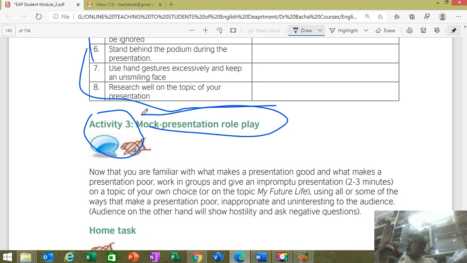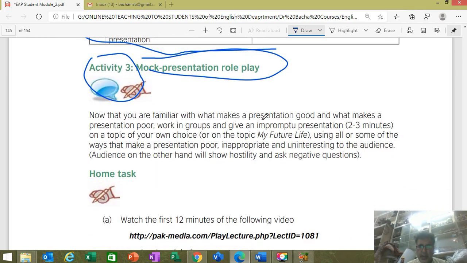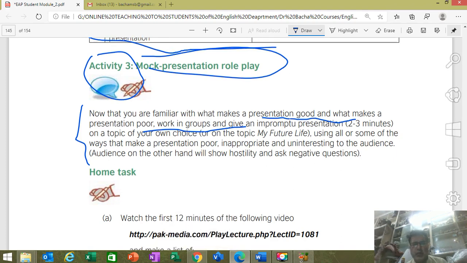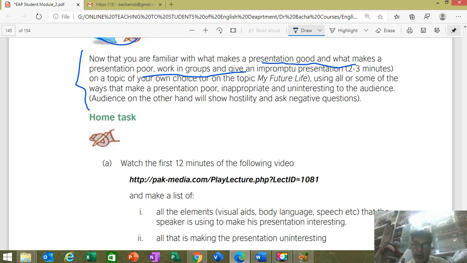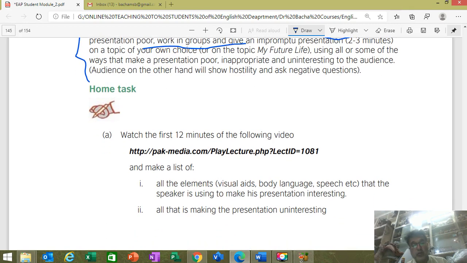A mock presentation means it isn't a real presentation, but it should be like one. All right, what makes a presentation good and what makes a presentation poor? Work in groups. You have to discuss this and tell us what a good presentation is. Since you have been told previously, you have to come up with certain ideas about what is a good presentation and what is a bad presentation. And if you have actually seen one, you have to do this well.